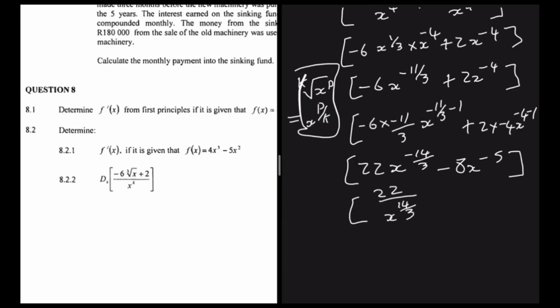When we go on top, we put a minus. When we come at the bottom, we put a minus again. So because we already have a minus, it will cancel out. And then we have minus 8 divided by x to the power of 5.